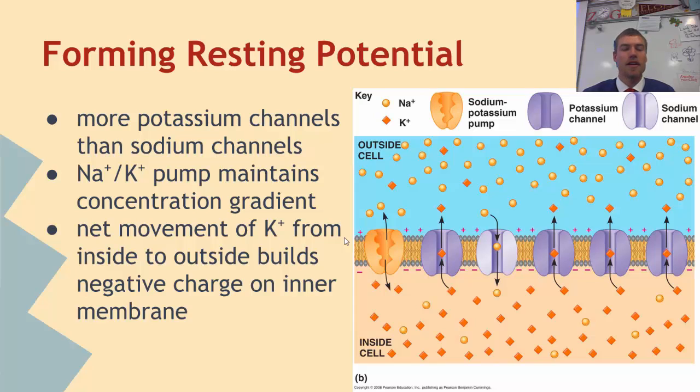Now, the way that the net movement of the potassium ions builds up the charge is that the positive charge of the potassium moves out, but it leaves behind a negative charge, right? So we've got positive charge flowing out of the cell that leaves behind a negative charge inside the cell. And so overall, we get the negative charge built up on the inner membrane.